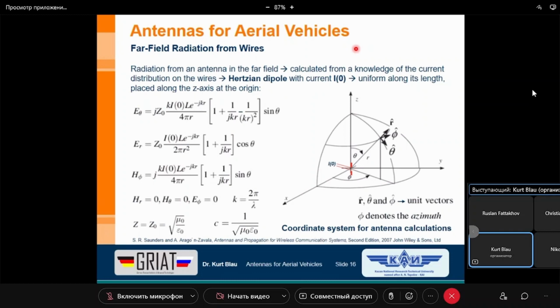Now, if we try to explain in a little more detail what happens regarding the direction of the electromagnetic field, meaning the E field components or the H field components, then in every case we have to go to the field equations. We have to ask the Maxwell equations what happens with the electromagnetic field around a wire or around a small dipole. And these things I want to discuss with you based on this slide here. You can see some formulas regarding the far field radiation from wires. This is the title of this slide.